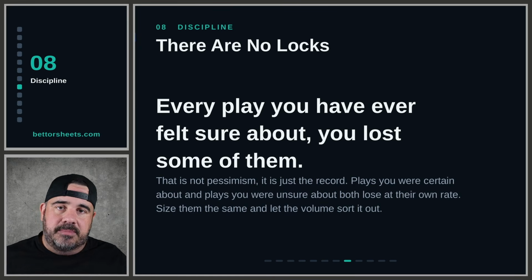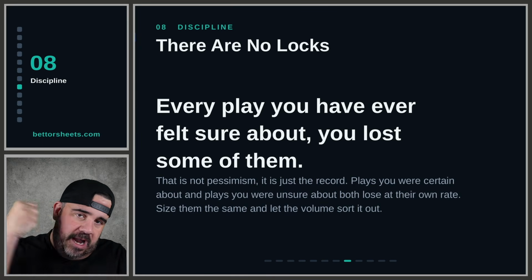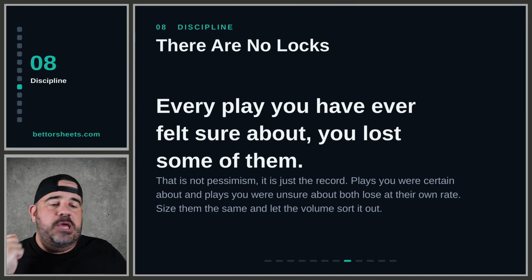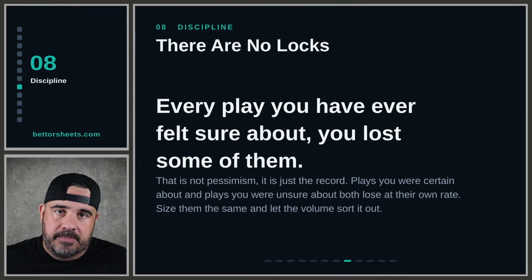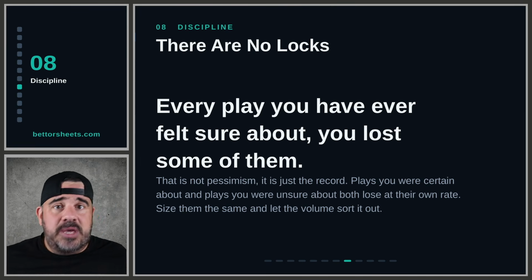There are no locks. I will repeat this again. This is something you have to hammer in over and over again. Every play you have ever felt sure about, you have lost some of them. You probably lost one this week. You've lost one in the past. I know you have because I have.